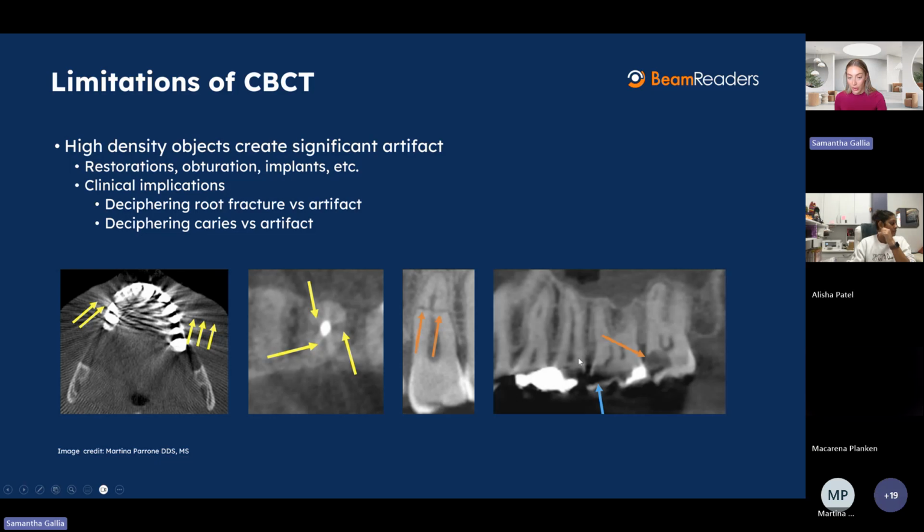There's a certain proximity to a high density object like a restoration that you just can't tell if something's there. You can't tell if there's caries there. And artifact tends to look a little bit more like what burnout looks like in bite wings, where it's a little bit more diffuse, and we can see here that this caries has a more well-defined border. And in these areas, there's no restoration close by, so I can tell that that is real.